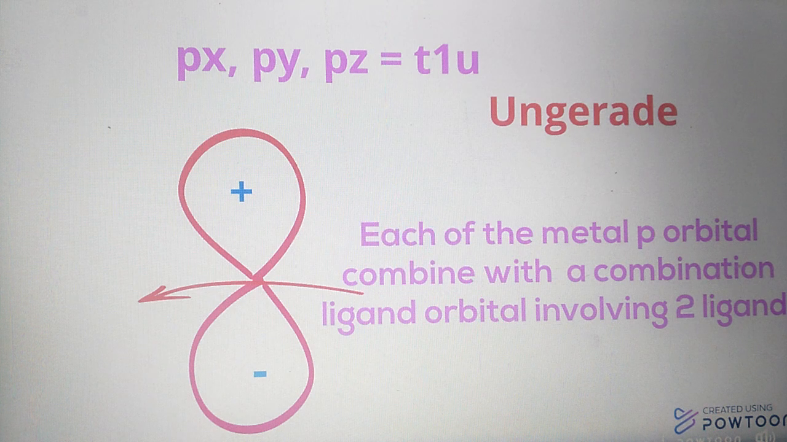Each of the metal p orbitals combines with the combination of ligand orbitals involving two ligands. Here the positive lobe of the ligand approaches and here the negative. So two types of ligands are involved in this combination.